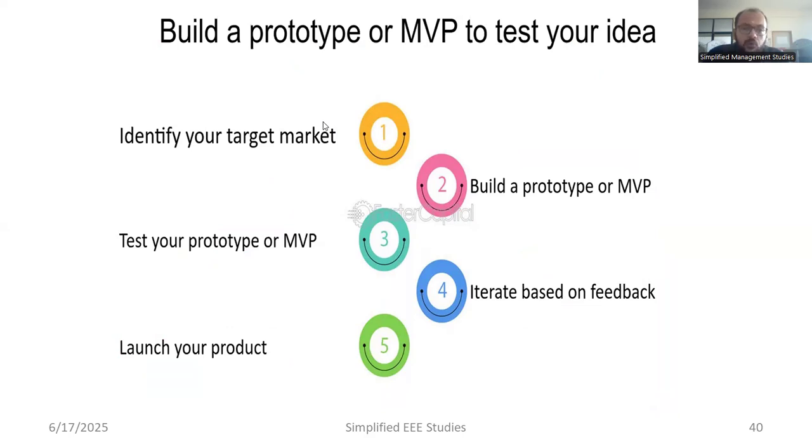Similarly, build a prototype or MVP to test your idea. So what you can do is identify your target market. Then you have to build a prototype or MVP. Test your prototype or MVP, then iterate based on the feedback, then launch the new product. These are the different steps involved to launch a new product. First of all, identify the target market. You need to do market research. Based on the market research, you can identify where the target is.